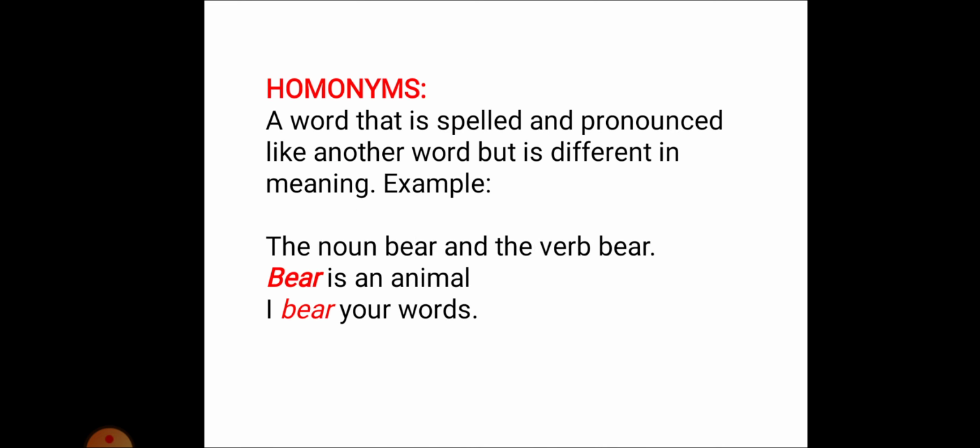Next, in the correction of sentences, homonyms. A homonym is a word that is spelled and pronounced like another word but is different in meaning. This is called homonyms. For example, bear and bear. The students don't think bear as alcohol. No, here bear is an animal. And I bear your words means tolerate. So in the first sentence it is used as a noun, and in the second sentence it is used as a verb. So this is homonyms.